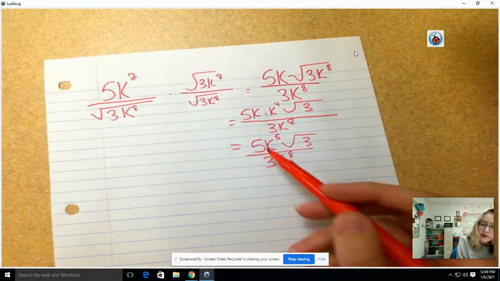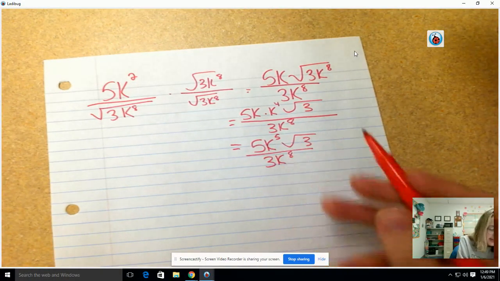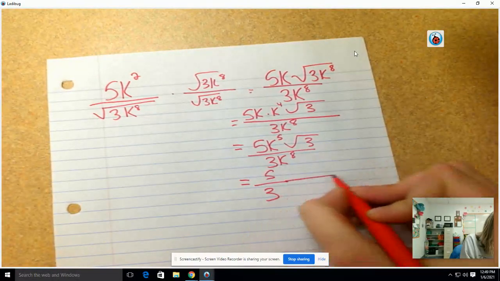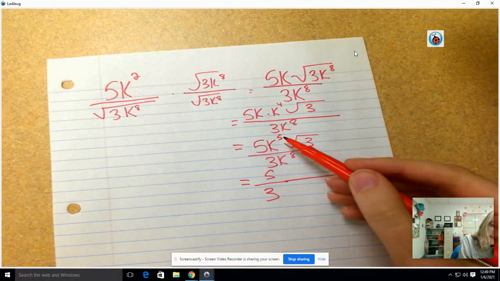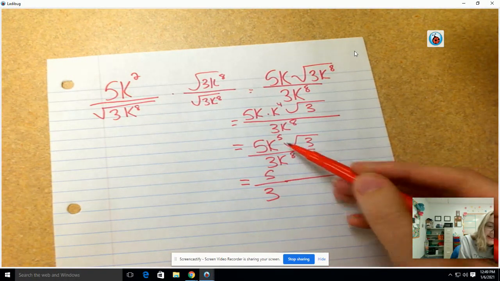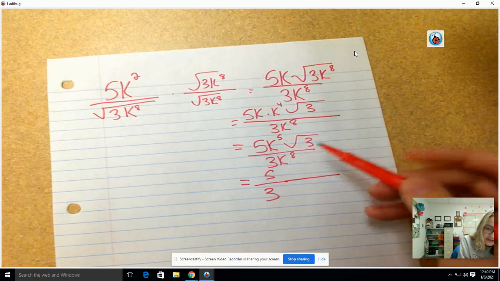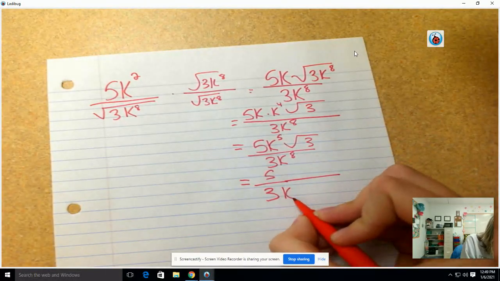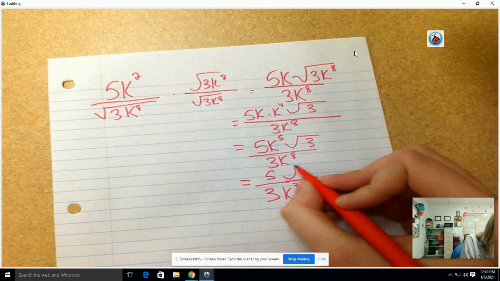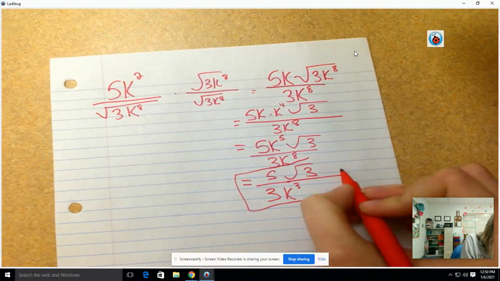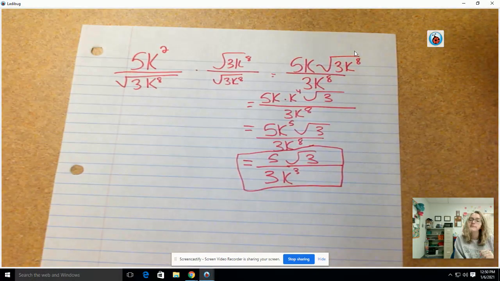I can't simplify my whole numbers anymore, but I can simplify my exponents. So that's going to give me 5 over 3. And then you can either start at the top: 5 minus 8 is going to give me negative 3, so it goes in the bottom, or 8 minus 5 is going to give me 3 as well. So k to the 3rd in the bottom, and then my radical 3 stays up top. So this would be your answer to that one.